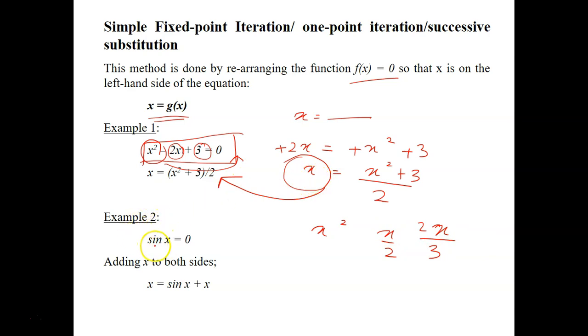Another example is when you are given sine x equals 0. How are you going to do this? You can just add x to both sides. So here, x equals sine x plus x. But you can only do this if there is no direct x that you can work with, like x squared or 2x. It's just sine x and everything. So to simplify things, you can add x to both sides.